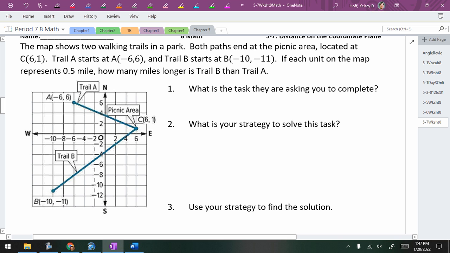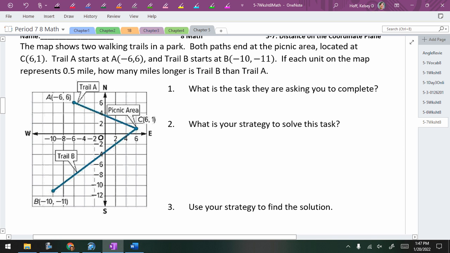All right, let's read this guy. Everybody always panics. There's a 1, 2, 3. The map shows 2 walking trails in a park. Both paths end at the picnic area located at C, which is 6, 1. Trail A starts at A, which is -6, 6, and trail B starts at B, which is -10, -11. If each unit on the map represents 0.5 miles, how many miles longer is trail B than trail A?